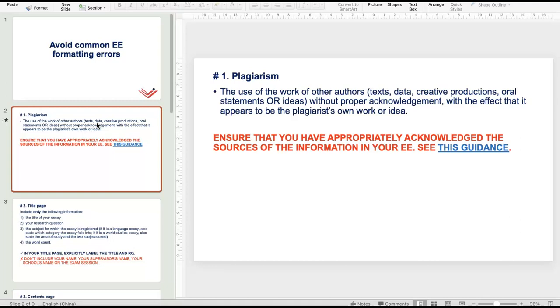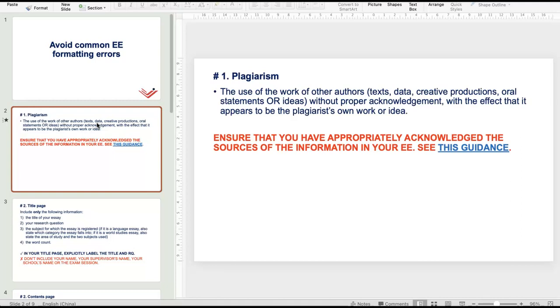The EE should be based on sources. It's a research-based essay, so you should be using the information from sources. But it's very, very important that for any sources you use, you include an appropriate in-text citation to tell the reader where you got this information from. Now, whether using MLA, Harvard, Chicago, or any other referencing system, you need to follow the rules of this system closely to make sure that you're appropriately citing all the sources in the main body of your work.